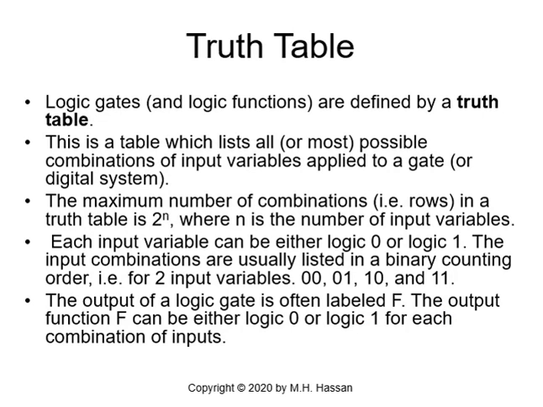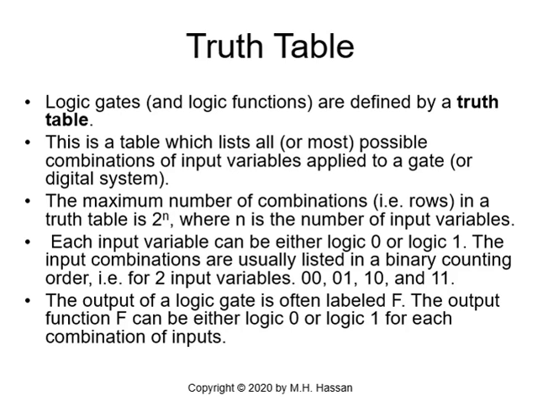The truth table. Logic gates and logic functions are defined by a truth table. This is a table which lists all or most possible combinations of input variables applied to a gate or to a digital system. The maximum number of combinations, i.e. rows, in a truth table is 2 to the power n, where n is the number of input variables.